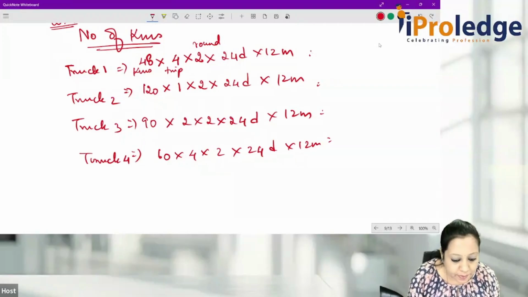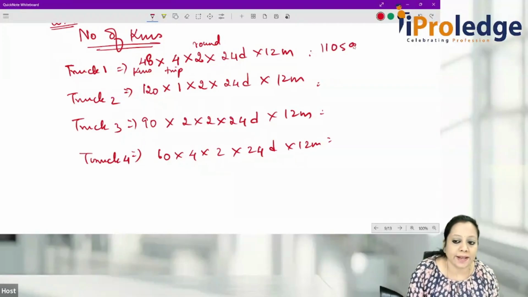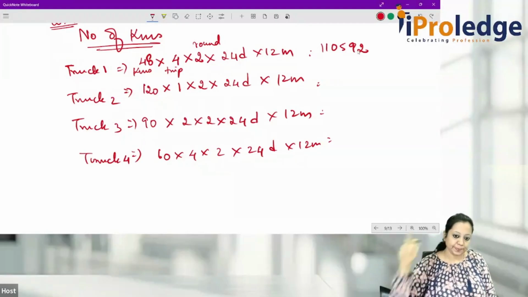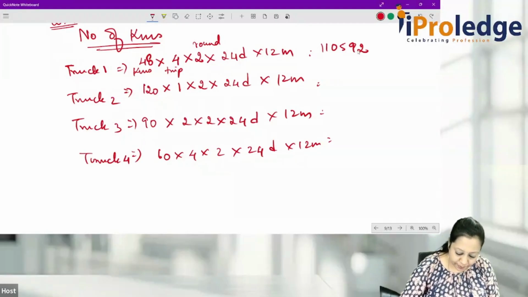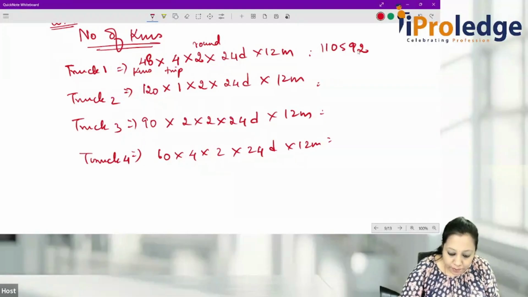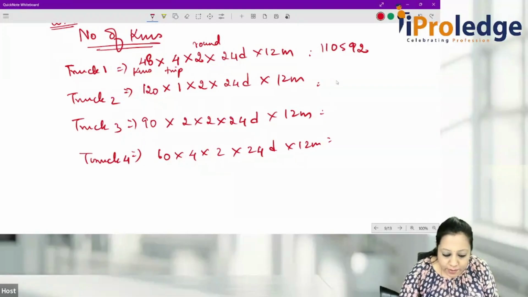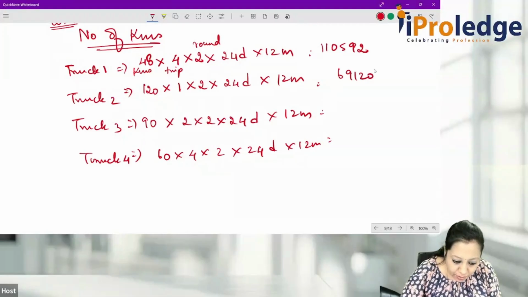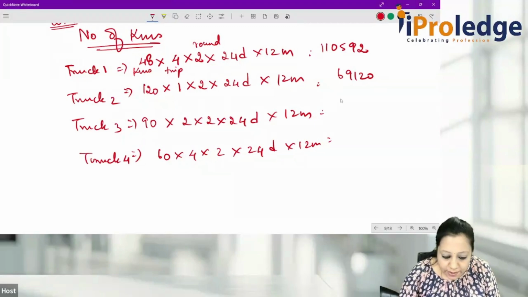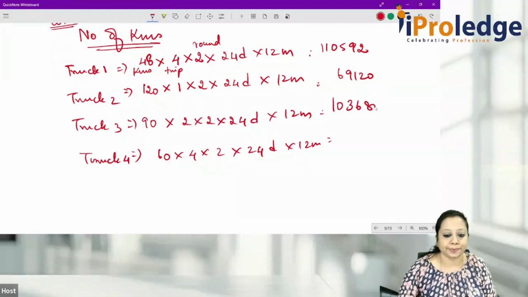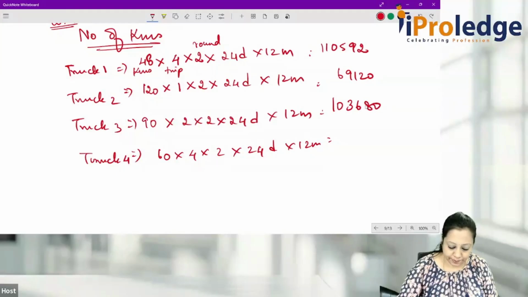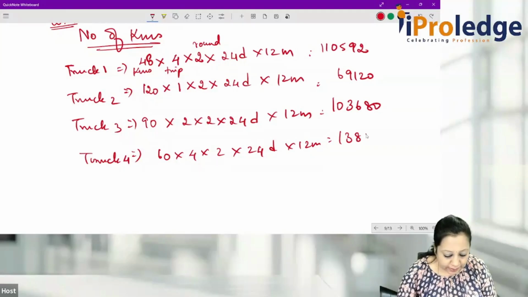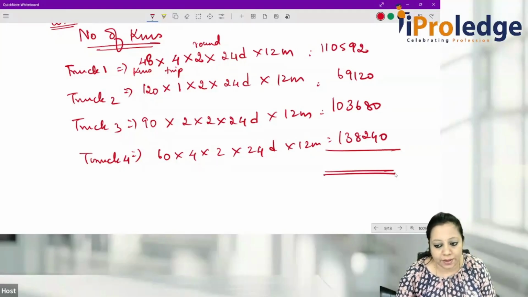Let us do the calculation. 1,10,592. 69,120. Okay. 90 into 2 into 2 into 24 into 12, that is 1,03,680. 1,38,240. Now we will do the total.